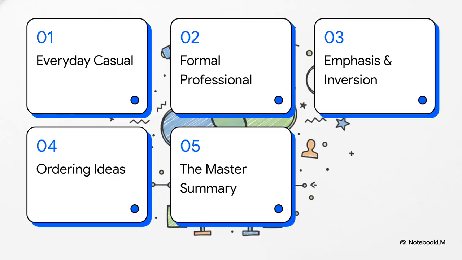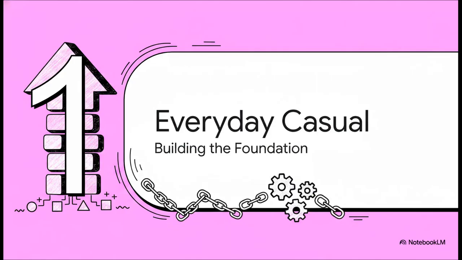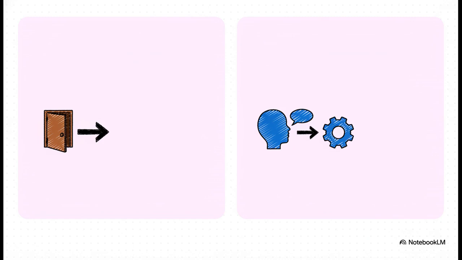Here's our lesson plan for today. We'll start with everyday casual connectors, move into the formal professional upgrade, tackle advanced emphasis and inversion, look at ordering ideas logically, and wrap it all up with a master summary. All right, starting right off with Section 1, Everyday Casual Connectors, where we're building the foundation. We've got to build a solid foundation first.